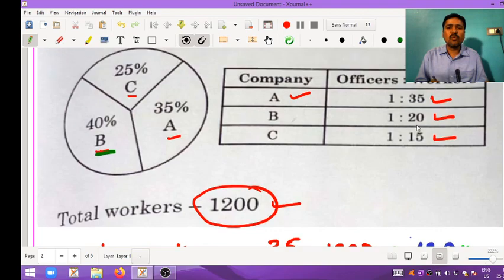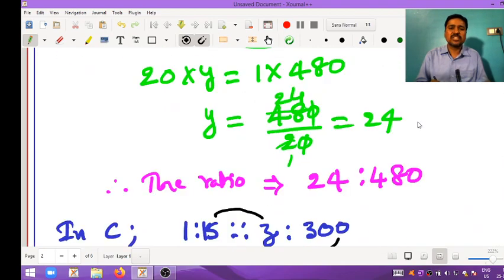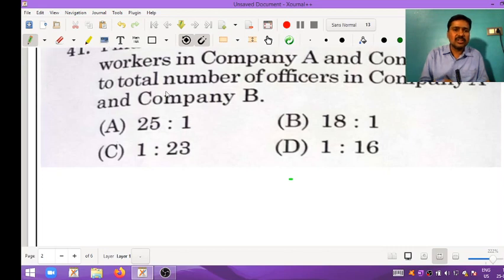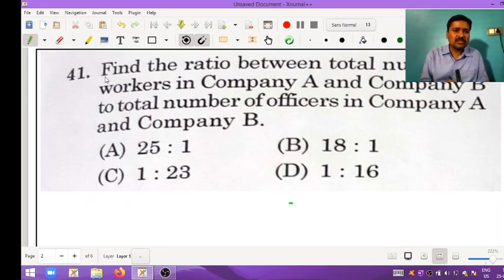Summarized. Okay, now we want to go to the questions, very quickly. So the first question, that means question 41: find the ratio between the total number of officers and the total number of workers in company A. First, we want to find the total number of workers.